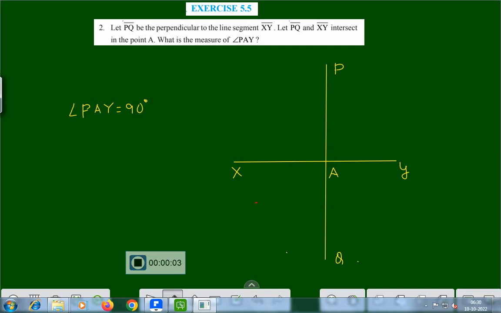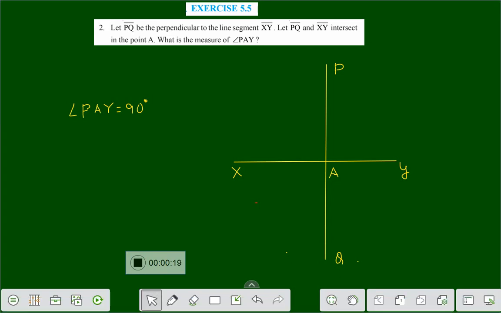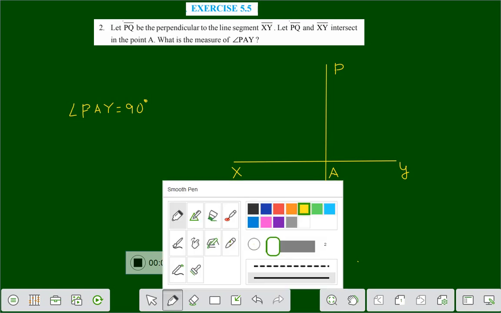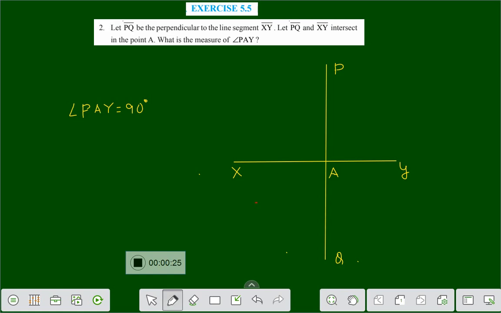Hello everyone. Today we shall discuss exercise 5.5 question number 2. Let PQ be the perpendicular to the line segment XY. Let PQ and XY intersect in the point A. What is the measure of angle PAY?